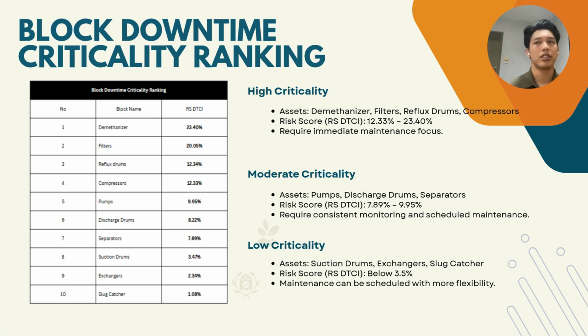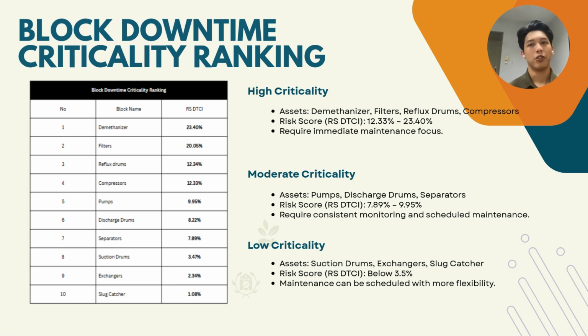So looking at the block downtime criticality ranking, the assets that are considered high criticality are the demethanizer, filters, reflux drum, and compressors. These have a risk score from 12.30% up to 23.4%. This contributes most of the downtime and requires immediate maintenance action.